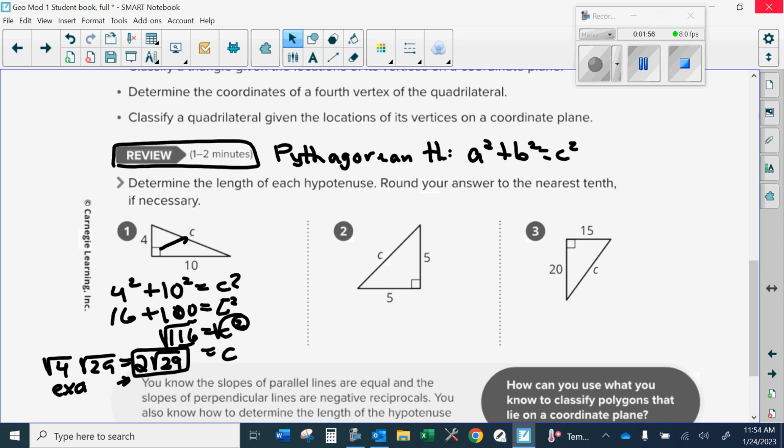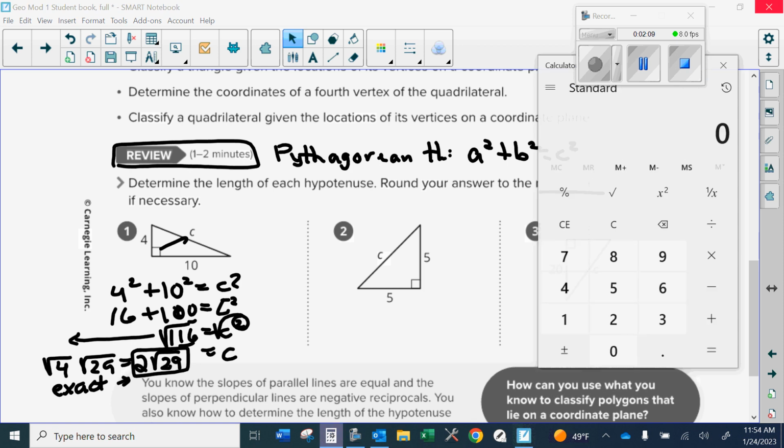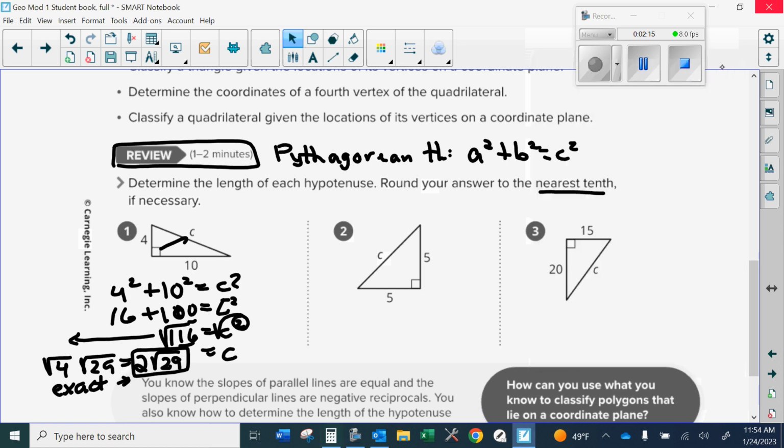And then I go back and read the directions to see if they want exact. Nope, round it to the nearest tenth. So now we just go back up to here and take the square root of 116 and put that in your calculator. I get 10.8 to the nearest tenth. So approximately 10.8.